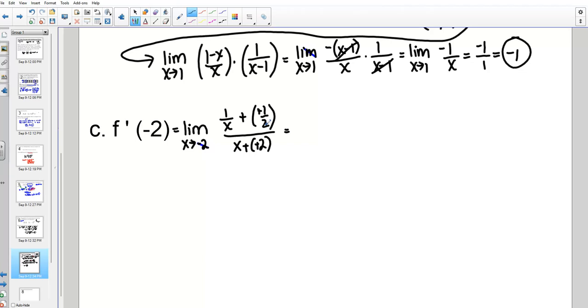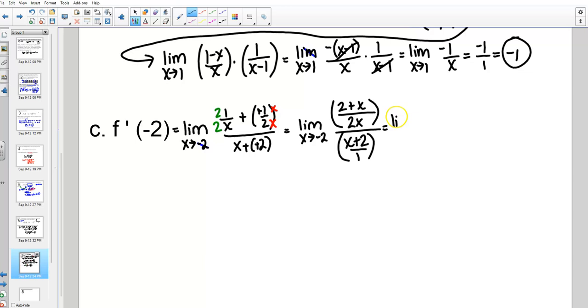You must get a common denominator here, and since you have different denominators this time, I need to multiply by x on top and bottom for this one, and then I need to multiply by 2 on top and bottom for the first fraction. So in this case, you will end up with the limit as x approaches negative 2 of 2 plus x over 2x, over x plus 2, and then this is over 1.